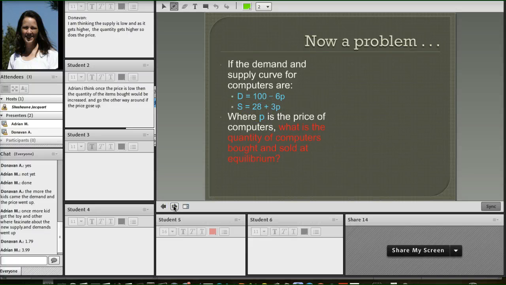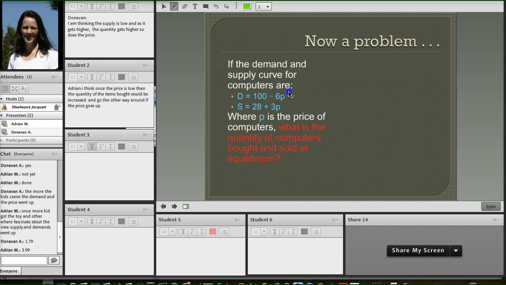So this was an example that we're going to do, but I think that we'll skip it because of time. And maybe this will be the exit ticket as we get out. If the demand and supply curves for computers are, the demand is 100 minus 6p, p being the price, and the supply equals 28 plus 3p, p being the price, what's the quantity of computers bought and sold at equilibrium? And I just want to show you how to set it up, but we won't work it out.